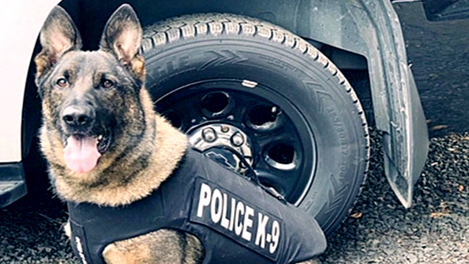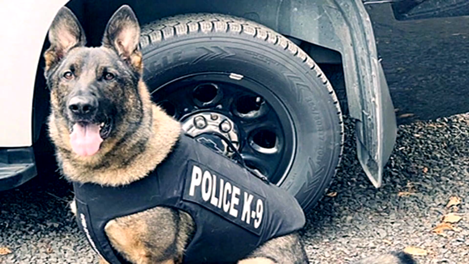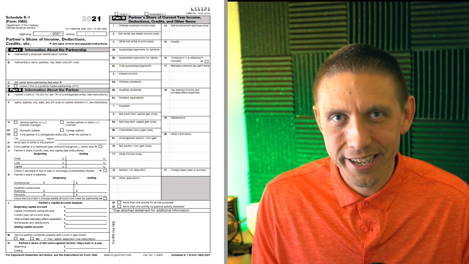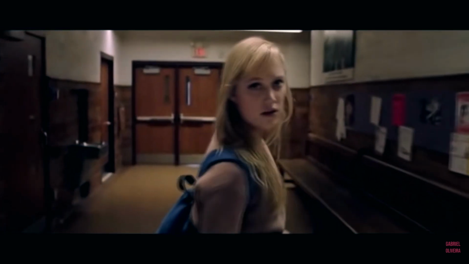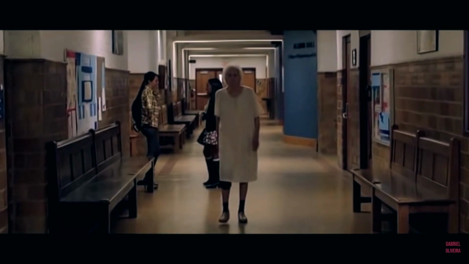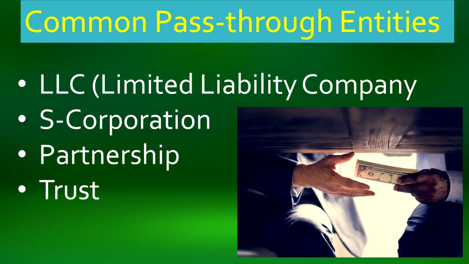First of all, what is a K-1? Well, I can tell you that it's not a statement that eventually evolves into a K-9, because that would be pretty cool. A K-1 is an IRS tax form statement that comes from an entity. But not this kind of entity, like the entity in the movie, It Follows. And by entity, it could be one of several kinds. It could come from an LLC, an S corporation, a partnership, or even a trust as an example.